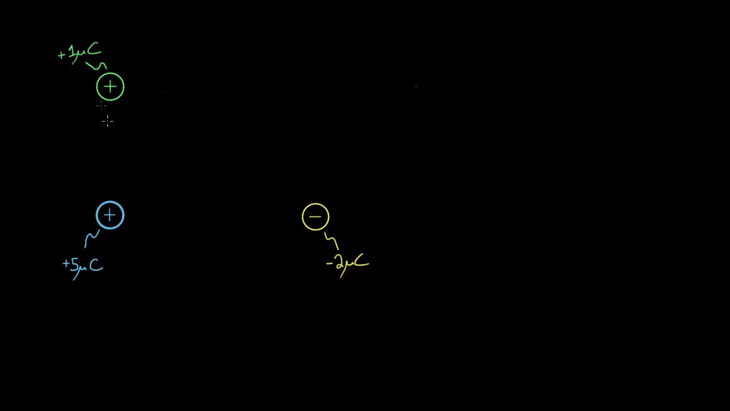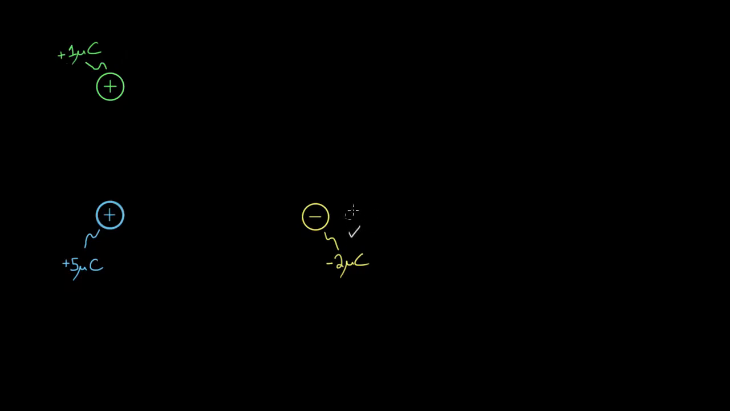So imagine you had three charges sitting next to each other, but they're fixed in place. So somehow these charges are bolted down or secured in place. We're not going to let them move. But we do know the values of the charges. We've got a positive 1 microcoulomb charge, a positive 5 microcoulomb charge, and a negative 2 microcoulomb charge.